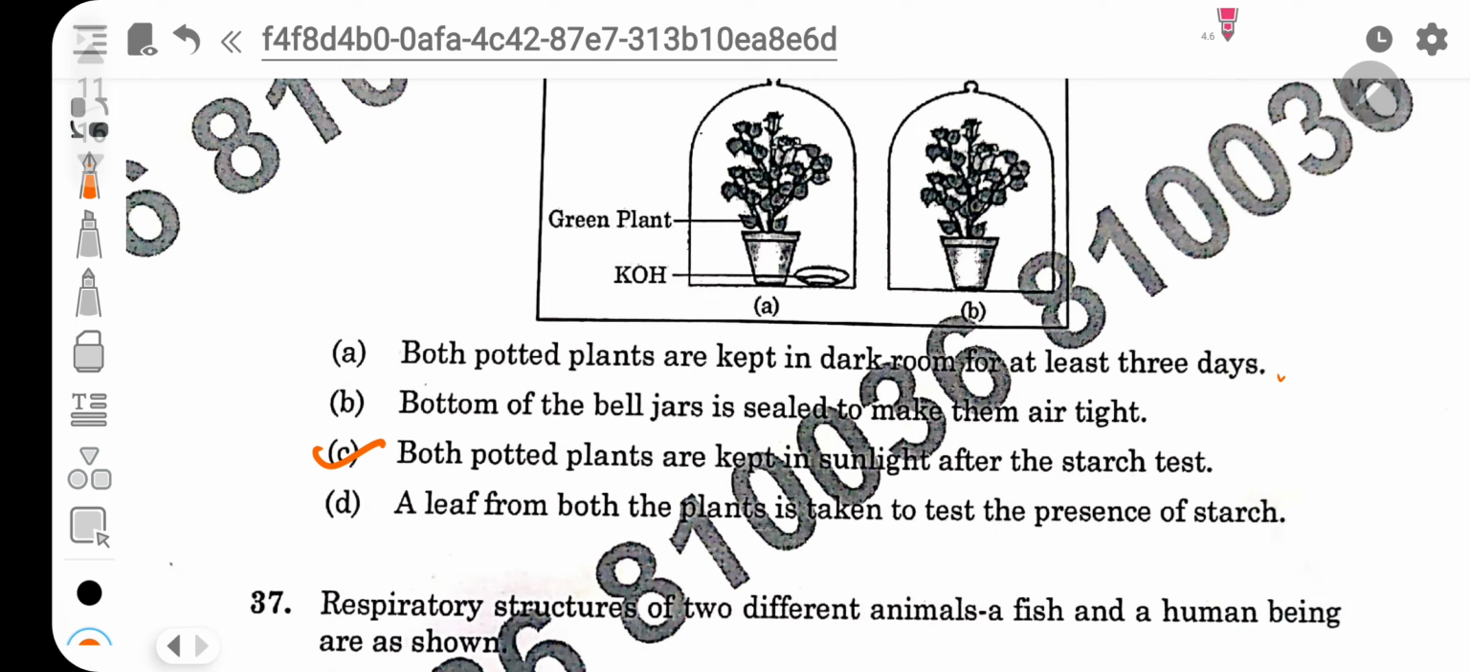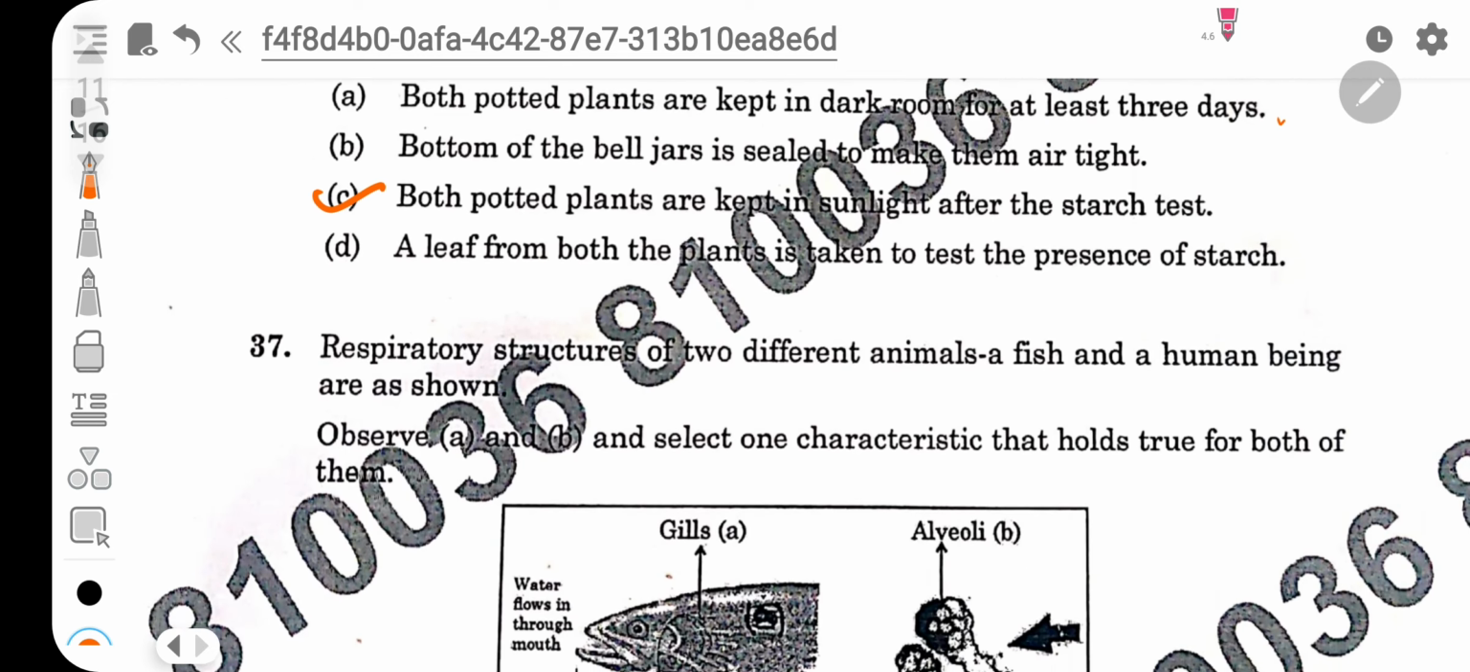What is the point of keeping the plants in the sunlight after the starch test? Because the test was of the starch only, meaning if the carbon dioxide is not there, would the starch formation be there or not? So there is no point of keeping them in the sunlight after the starch test. So the answer is C, and D, the answer is C. So how can D be the answer?